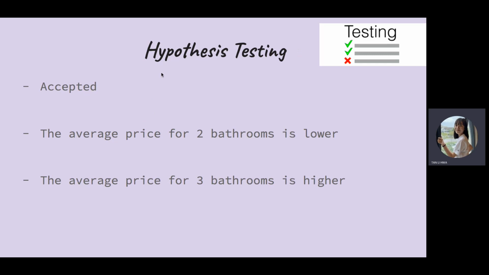Moving on, next is the hypothesis testing. The hypothesis testing is very important because it is either accepted or rejected. In these findings, what we have to find is the average price for two bathrooms and the average price for three bathrooms. The average price for two bathrooms is seen as lower, while the average price for three bathrooms is seen as higher. This proves that the hypothesis is accepted, and it is very important because we want to know whether the hypothesis is accepted or rejected. We can look at the progress just by the hypothesis testing.